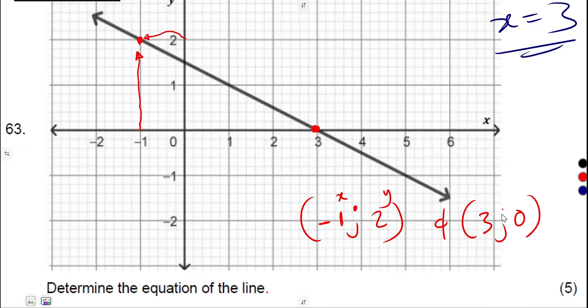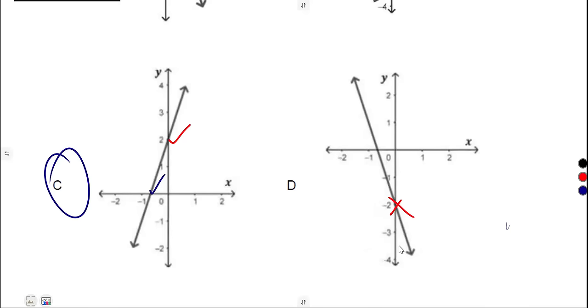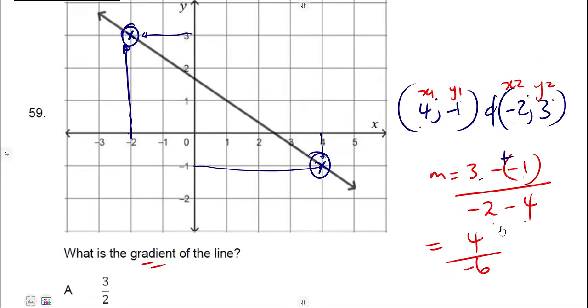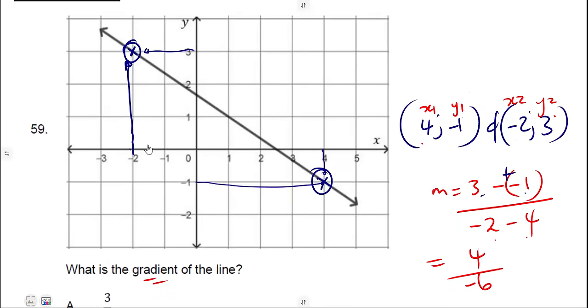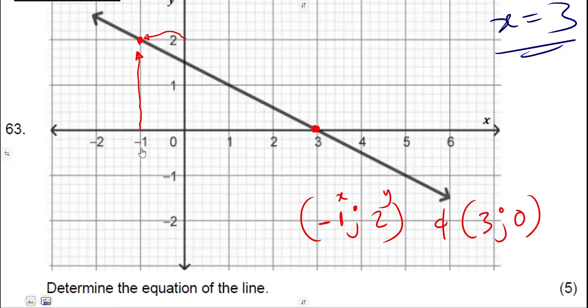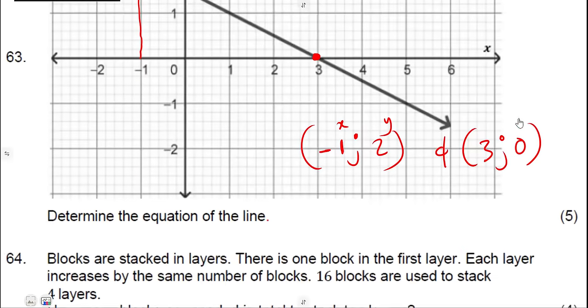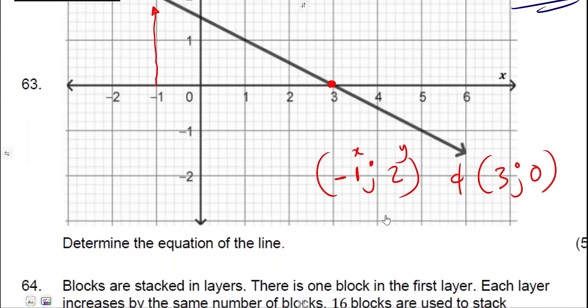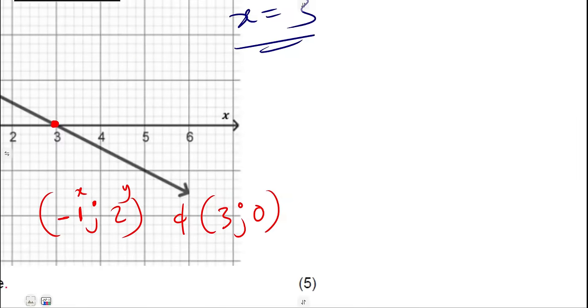This one is a repetition of the line, but previously it was to determine the gradient. I still remember. Let's see. It was to determine the gradient. Oh, 3 and minus 1. Okay, they are just slightly different. This time they want the equation. So, guys, it's just a repetition again because you're going to need the gradient first, then the equation. So that's question number 63. Let's find the equation.